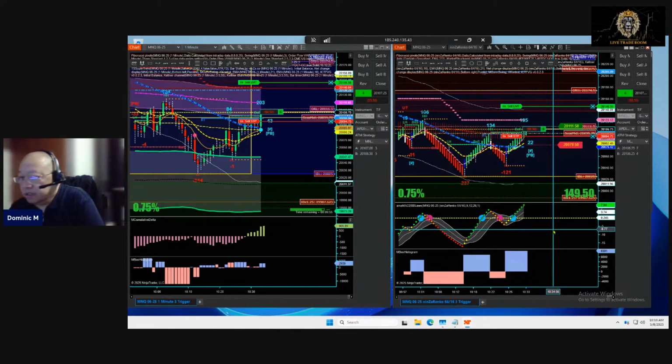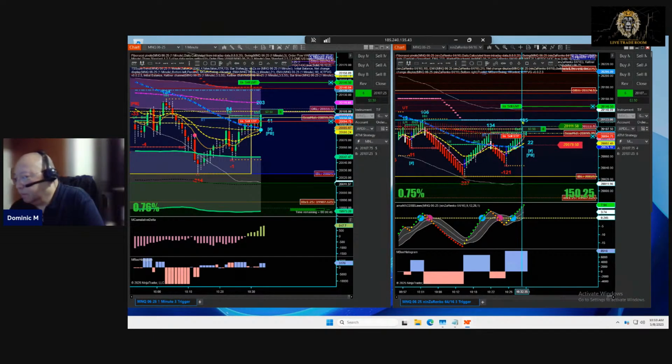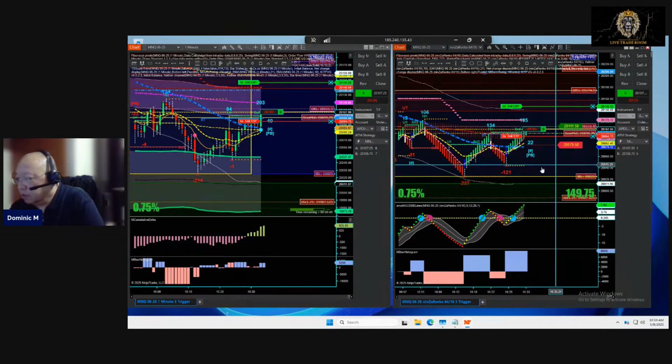So this one, I'm looking maybe going up into here. Let's see if it gives us the push into the next fair value gap in there. It has to go through this super trend indicator. Let me just see. Let's see what's going on here.